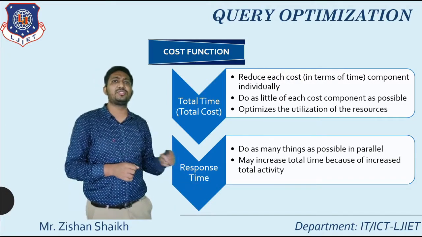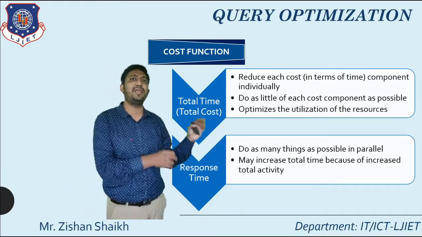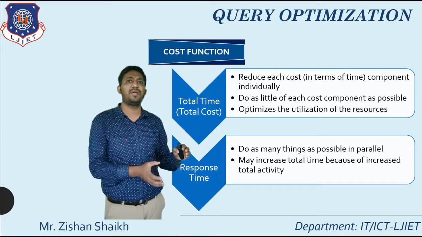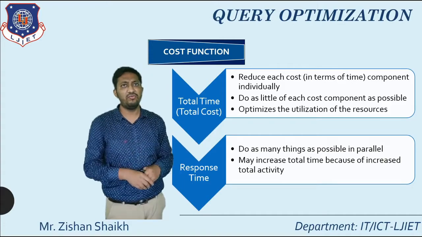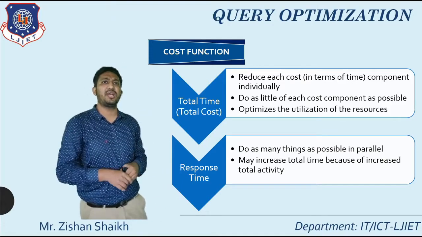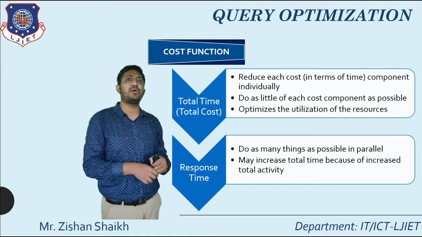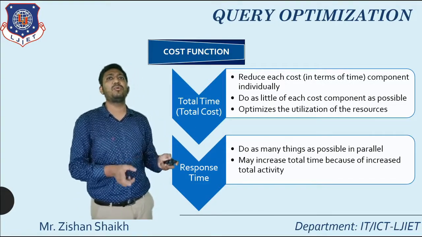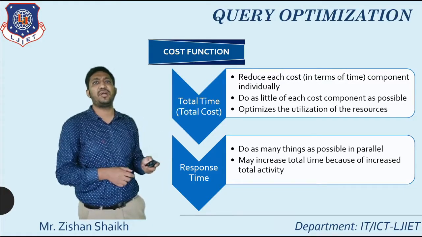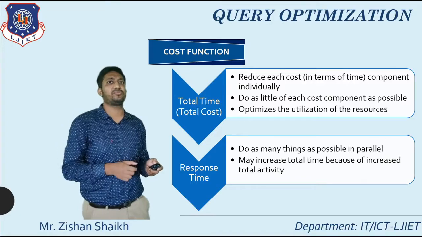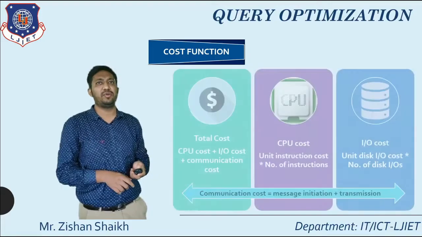When we are talking about response time, response time means doing as many things as possible in parallel. If I want to process my query fast, then multiple queries can be worked on simultaneously. So it may increase the total time because it increases the total activity, but the overall response time will be reduced. So these two factors basically affect our query processor. Now let's learn one by one how exactly the cost will be calculated.